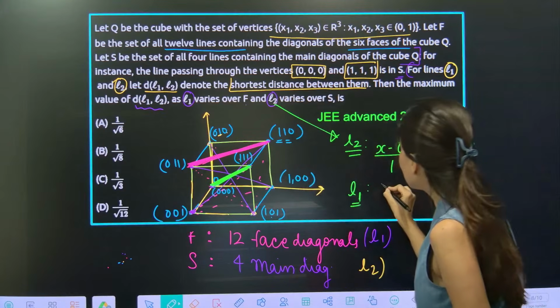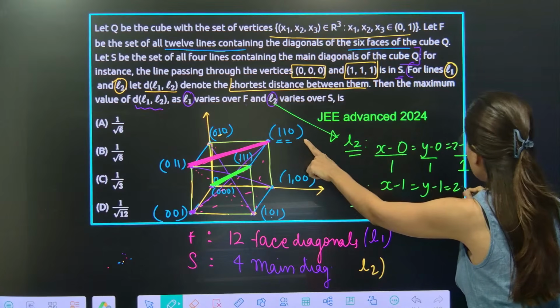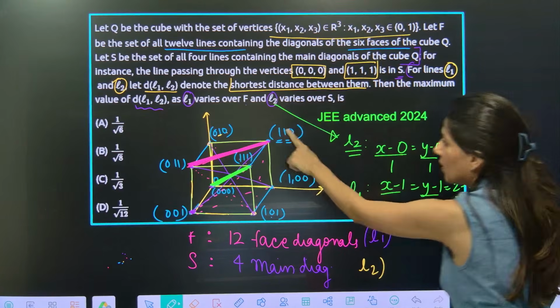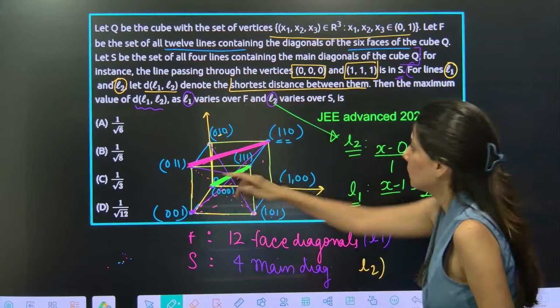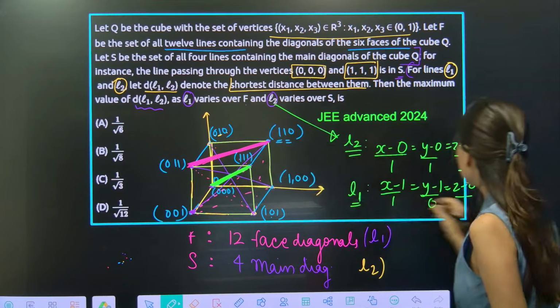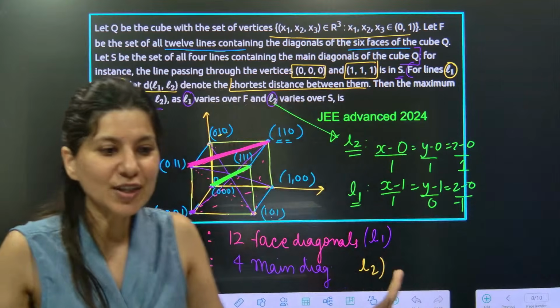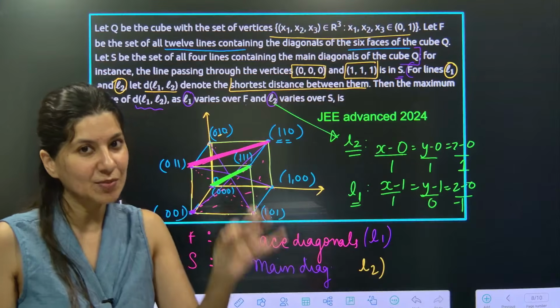Correct? So, now this is going to be (x minus 1) upon 1 minus 0, which is 1, (y minus 1) upon 1 minus 1, which is 0, (z minus 0) upon 0 minus 1, which is minus 1. So, now you have got two lines.